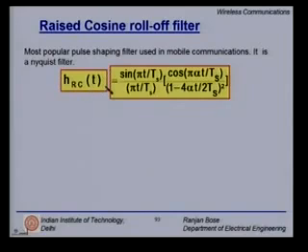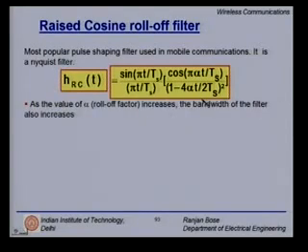The impulse response HRC(t) is equal to a sinc function multiplied by cos(pi alpha t over Ts) divided by 1 minus (4 alpha t over 2 Ts) whole squared. Here Ts is the sampling interval, alpha is a roll off factor. As the value of alpha or the roll off factor increases, the bandwidth of the filter also increases. So, this is a neat way. Choosing your values of alpha will shrink or expand your filter in the frequency domain. That will have repercussions on the bandwidth requirement of your application. But for all values of alpha, it keeps on meeting the Nyquist criteria.